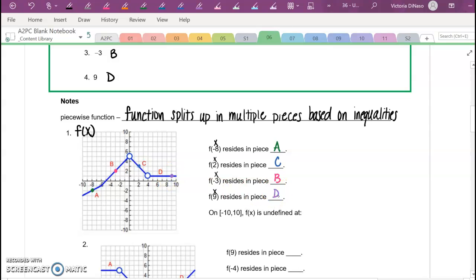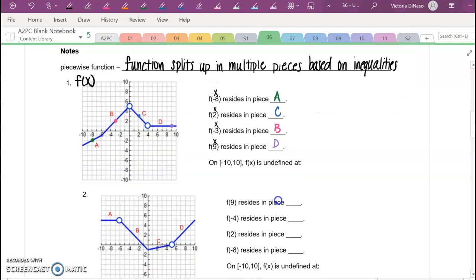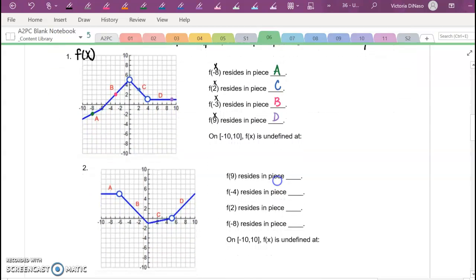We're going to skip the undefined part right now and go ahead and try number 2. So you're just going to figure out where each x value resides for function f of x. Go ahead and pause the video and fill this out. So f of 9 is in piece D. f of -4 is in piece B over here. f of 2 is in piece C. And then finally, f of -8 is in piece A.